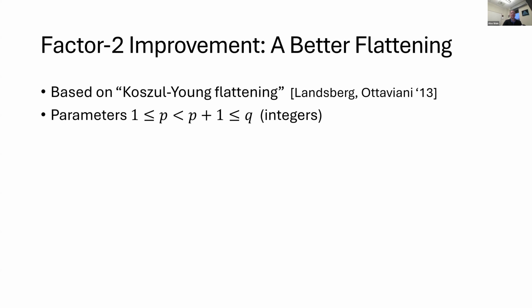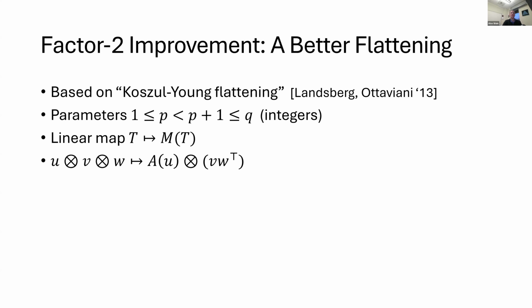But here's the construction of the better flattening. It's going to have these 2 parameters called P and Q. It's again going to be a linear map that takes a tensor and outputs a matrix. And let me first tell you what it's going to do on rank 1 tensors. If you input a rank 1 tensor, it's going to output a certain matrix that depends on U, Kronecker product with this UV transpose.